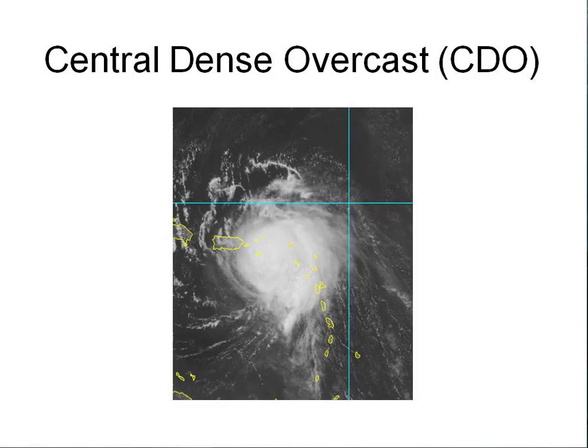This is an example of a CDO pattern. The CDO was defined and described earlier in our discussion. The central dense overcast is the persistent mass of deep cold clouds that covers the center before an eye is observed. It is often, but not always, circular in appearance. In general, the center is located at the CDO center. The Dvorak technique also refers to this as the embedded center pattern when doing analysis with enhanced IR images.